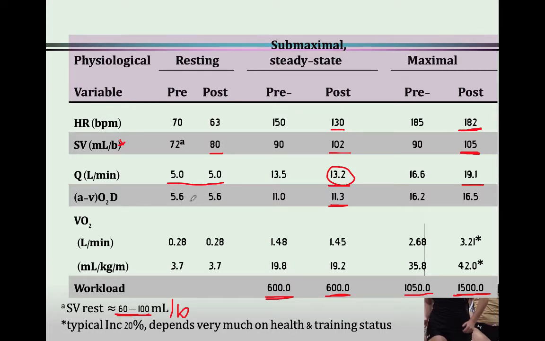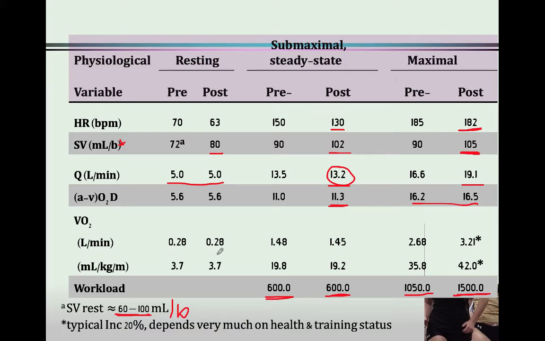It doesn't really change at all, if any, at rest. During submaximal exercise, it goes up a tiny amount, and during maximal exercise, it goes up a little bit. If the person continued to train for a couple of years, in fact, it would continue to increase and get even higher than that. But that's a long-term change. It takes a lot of time for that to occur.